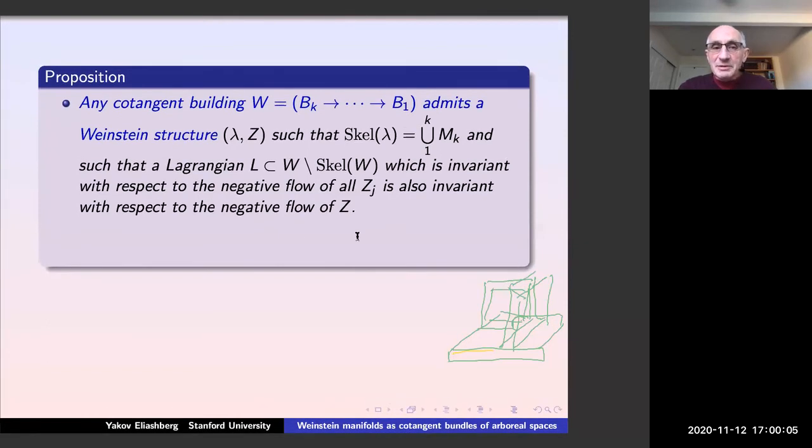And also it has the following property: if I take any Lagrangian in my W minus skeleton which is invariant with respect to this negative flow, so every block has its own Liouville field. If I have a Lagrangian which is invariant with respect to all these Z_J, it is also automatically invariant with respect to this Liouville structure, this Weinstein structure on this one. So there is a preferred Weinstein structure there, and it's equivalent to study this in terms of cotangent block, cotangent building structure, or Weinstein structure.